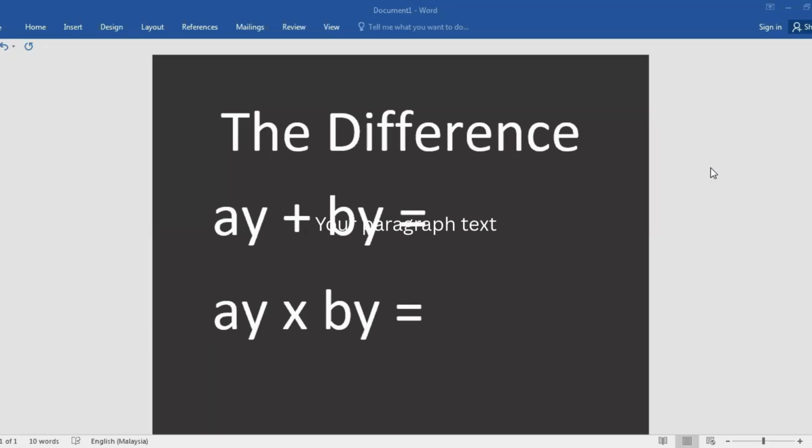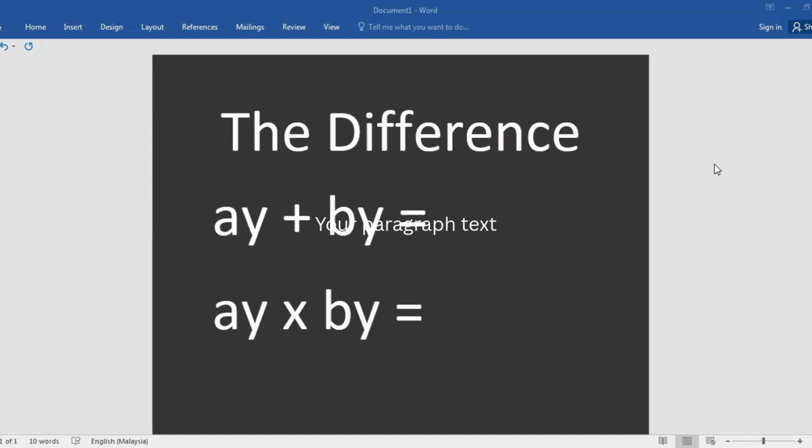So today we are going to continue our study on basic algebra. We are going to investigate the difference between ay plus by and ay times by. Last time we learned that if we have different unknowns, for example a plus b, you cannot do anything. You just maintain it as a plus b.